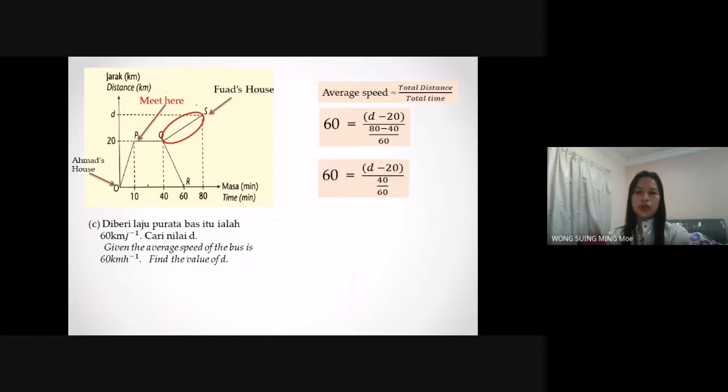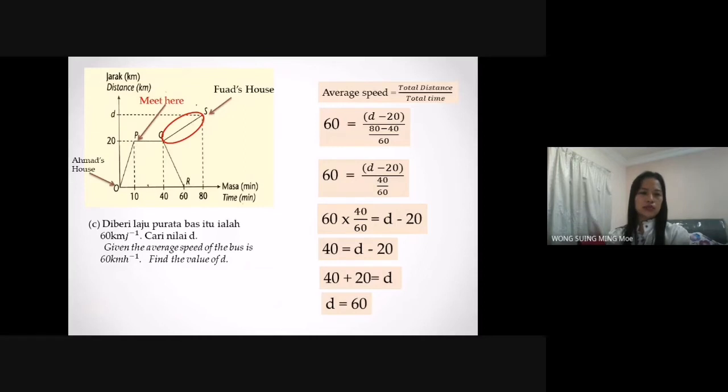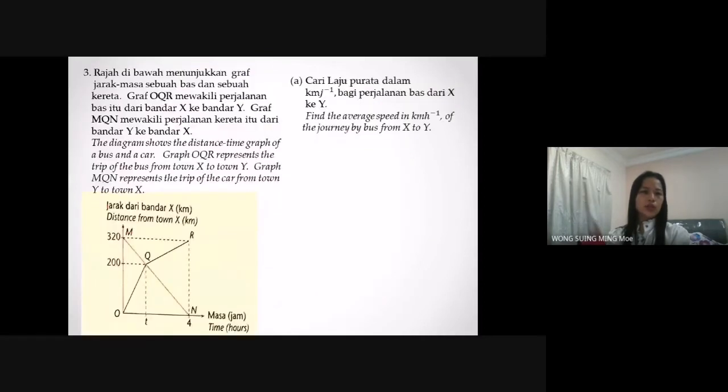60 equal to D minus 20 divided by time, 40 over 60. 60 times 40 over 60 equal to D minus 20. 40 equal to D minus 20. D equal to 40 plus 20. D equal to 60. Now we look at next question.